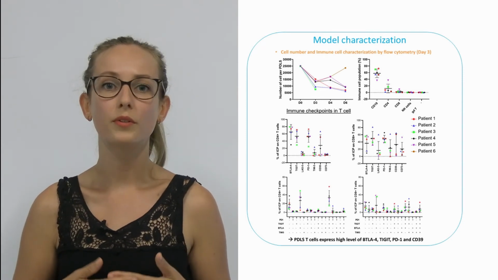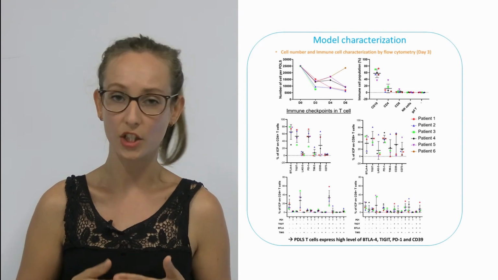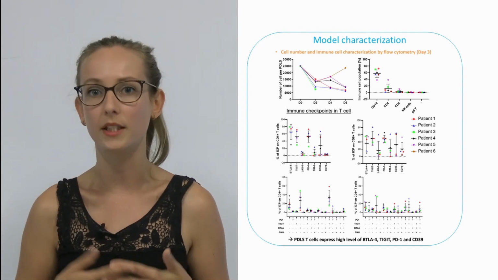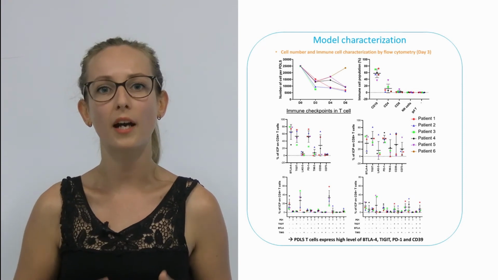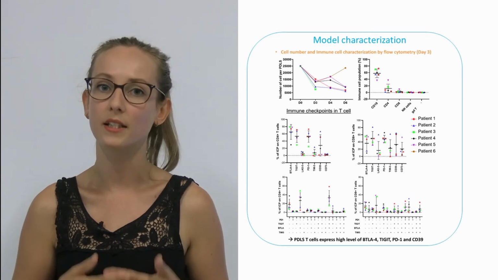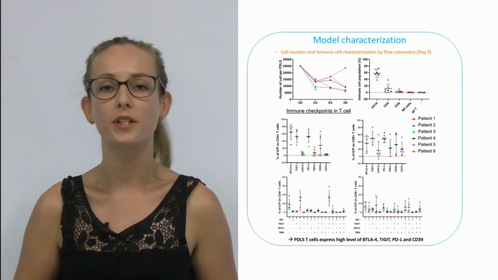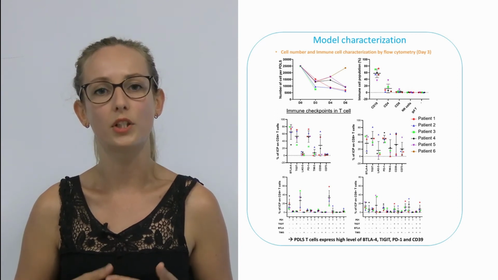Next, we went further into T cell characterization with the immune checkpoint expression of BTLA, TIGIT, LAG3, PD-1, TIM3, CD39, and CD73. For CD4 T cells, we observed a high percentage of cells expressing BTLA, TIGIT, PD-1, and CD39. The same goes for CD8 T cells, but with the addition of the CD73.